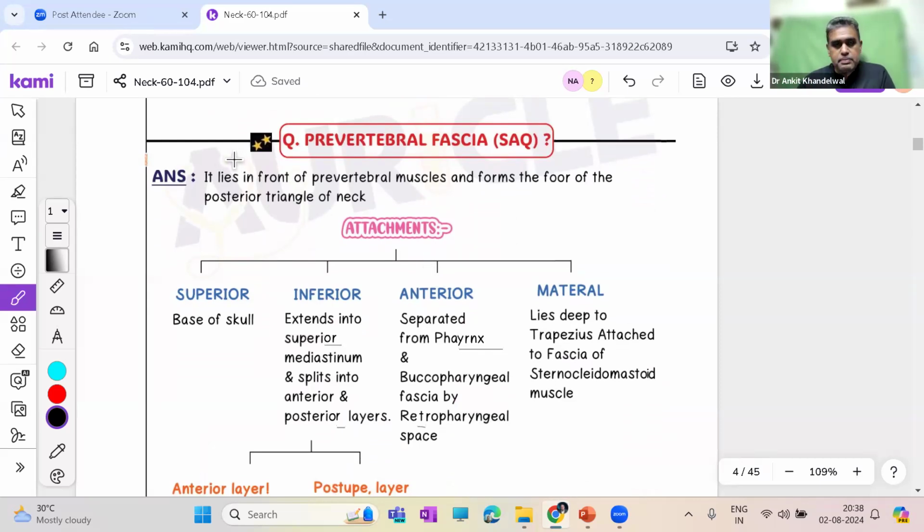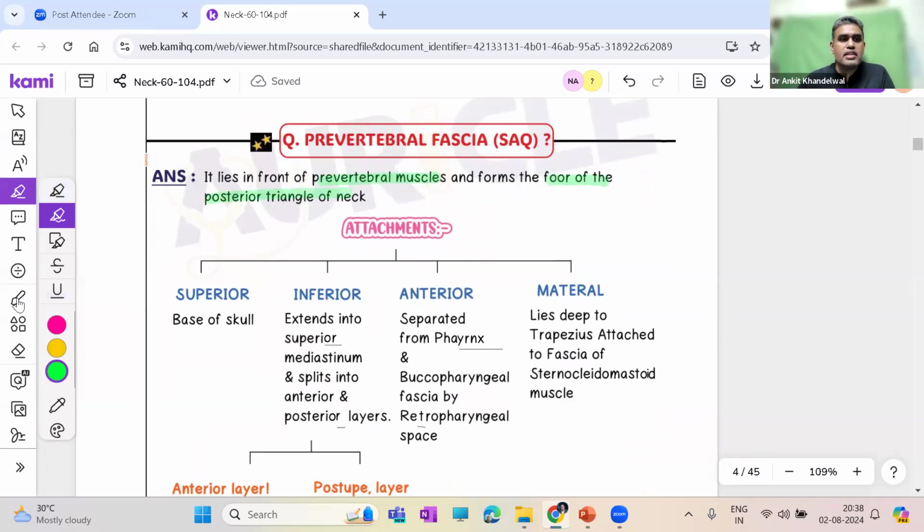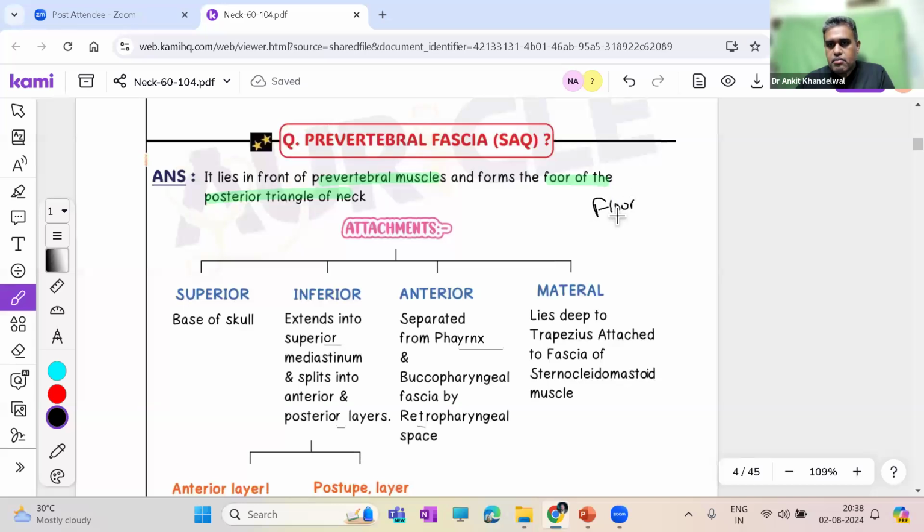Next, the deepest was the prevertebral fascia. So it lies in front of the prevertebral muscles and forms a floor. Now this is forming the floor. Why? Because it is deeper. The investing layer was forming what? It was forming the roof. The prevertebral fascia is forming the floor.